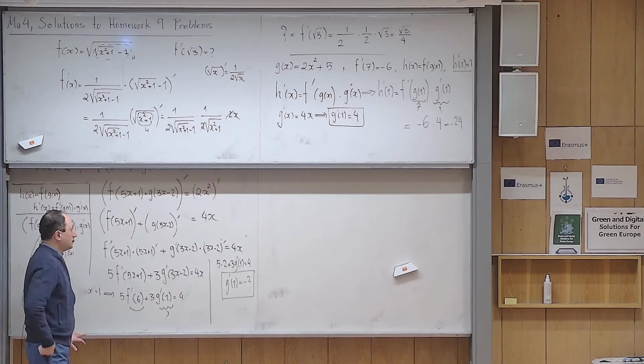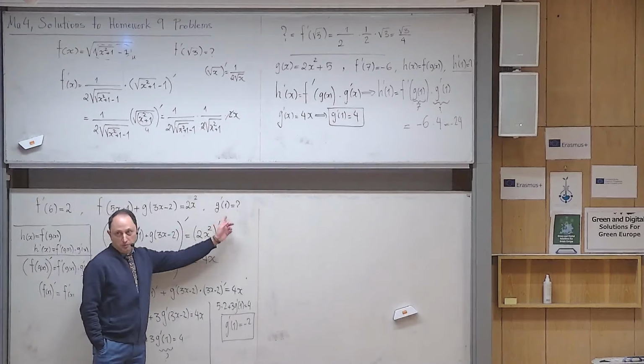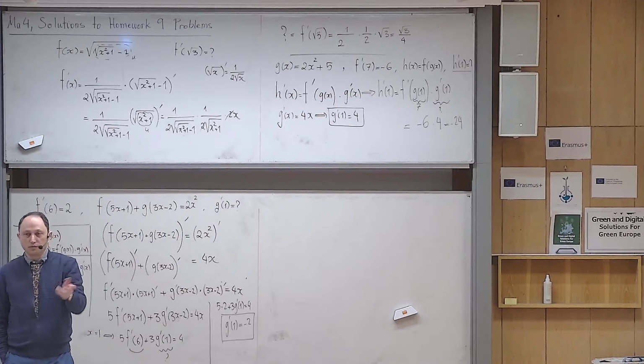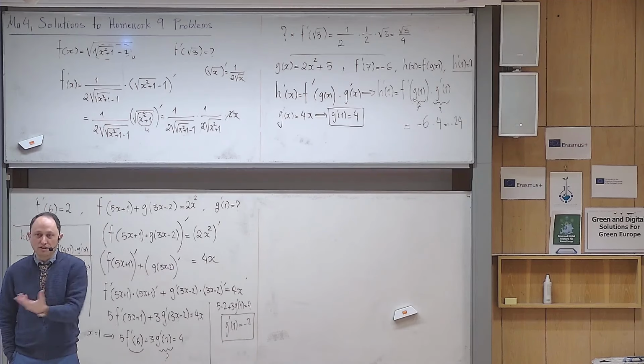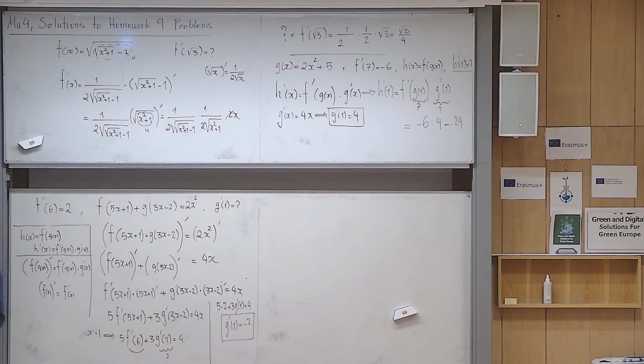Because whenever you want to calculate the derivative at a number, the first starting point is to differentiate. Because if you just replace with numbers, then you get a constant, so the derivative is always 0. Always 0. Okay, any questions? Understandable? Okay. Now let us go to the next problem.